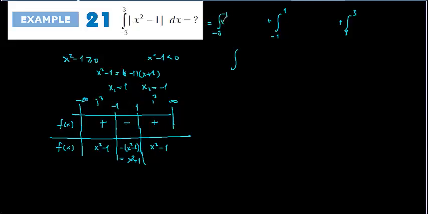In the interval from minus 3 to minus 1 and in the interval from 1 to 3, the functions are positive, so it's going to be equal to x squared minus 1 dx. Here it's also x squared minus 1, but with a minus sign, that's why minus x squared plus 1 dx it's going to be. And here it's x squared minus 1 dx.